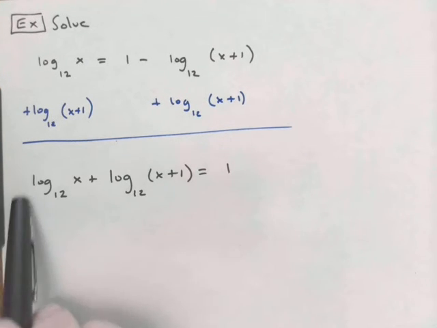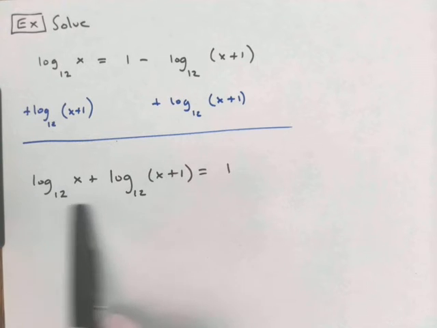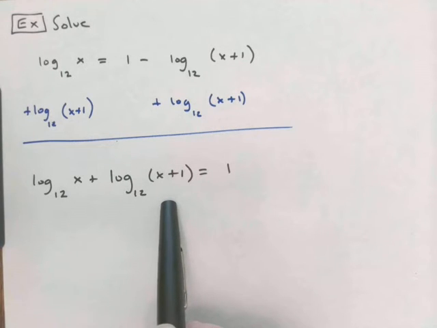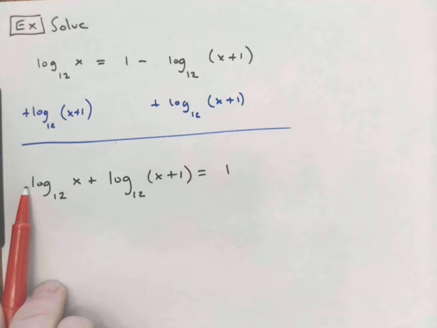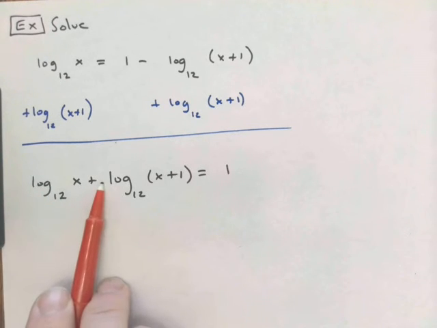Then from there, you need to condense all of the logs down to just one log here on the left side. That's a 2-step process. The first thing you'd want to do is take a quick look and see if you have any coefficients in front of your log. See if there's a number multiplied by your log. There is no number in front of this log, just an invisible 1. Same here, there is no number in front of this log, just an invisible 1.